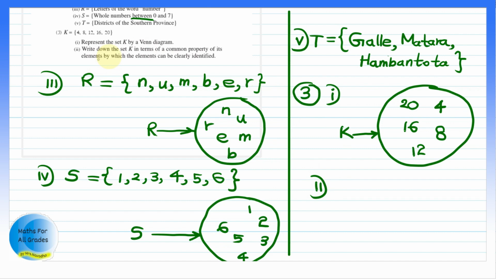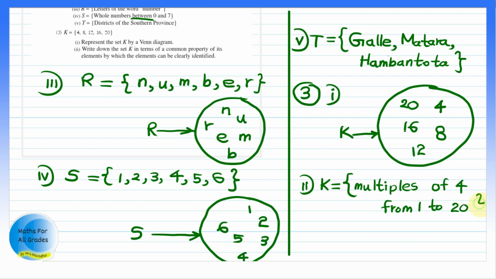Problem number 2. Write down the set K in terms of a common property of its elements by which the elements can be clearly identified. So these are the multiples of 4. So K equals, open a bracket, multiples of 4. And it ends in 20, so you have to write down the range. We can say from 1 to 20. Or you can say multiples of 4 between 0 and 21.